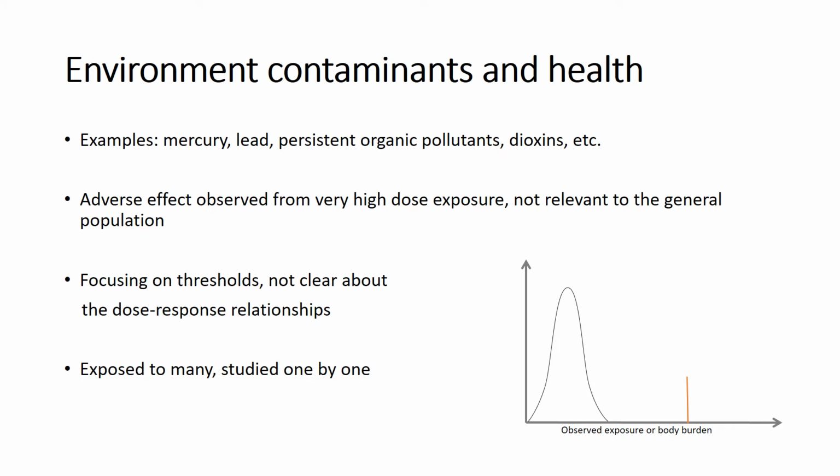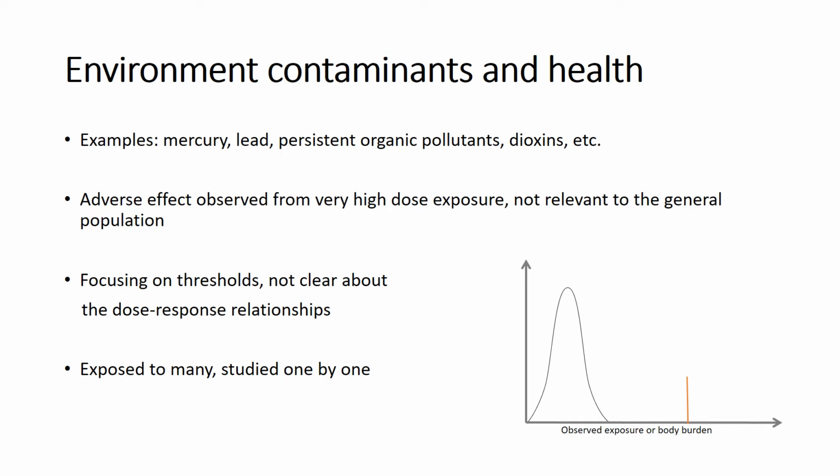On the other hand, environmental contaminants are chemicals we don't need in our body, which are bad for our health. Some examples are mercury, lead, persistent organic pollutants, or dioxins. For most cases, the adverse effect was observed from very high dose exposure, such as occupational exposure, which is not relevant to the general population exposed to low levels of such chemicals. This type of research still focuses on identifying the thresholds above which we start to see the adverse effect, but we are not clear about the dose-response relationship, especially at low dose.